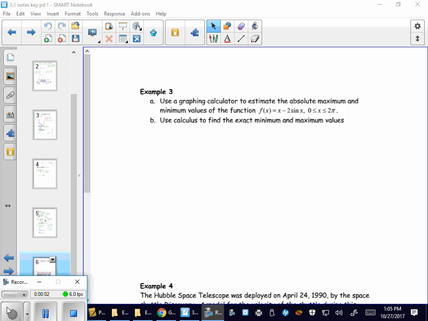All right, finishing up our lesson on max and mins 3.1. We really only have this last page to go. We're going to alter the page just a little bit.